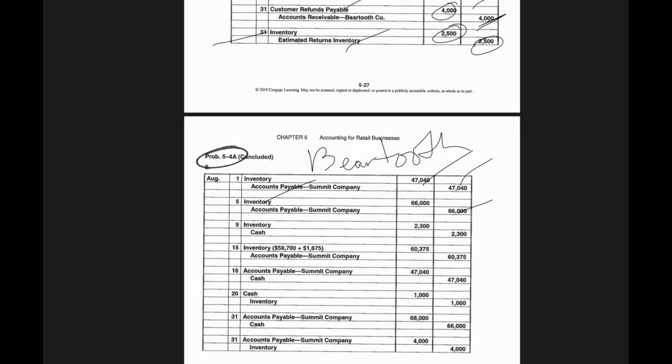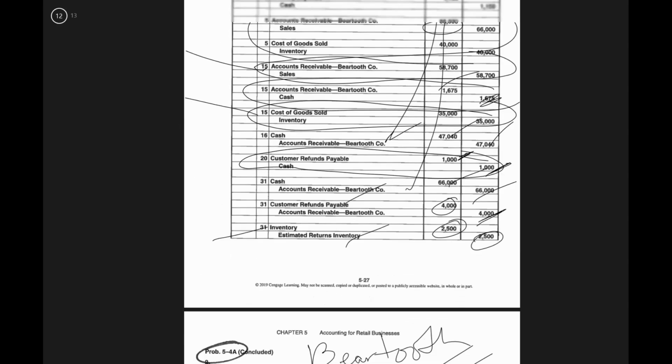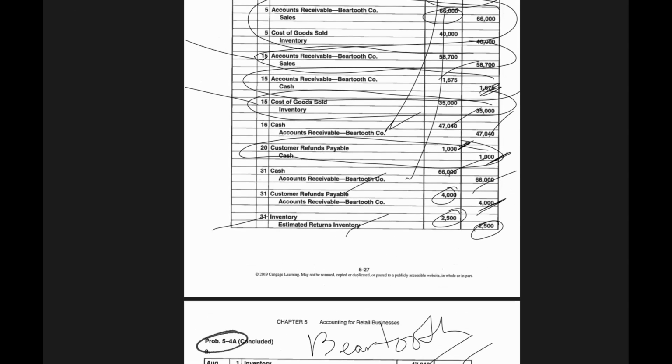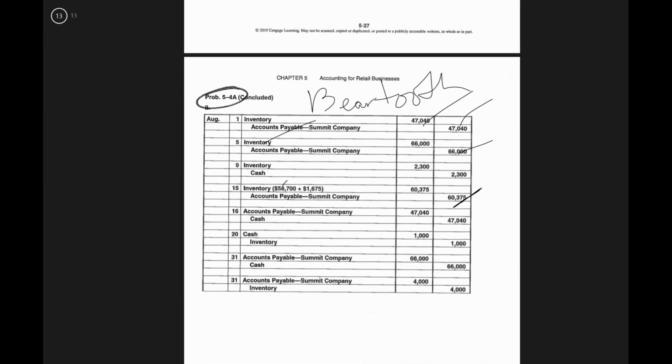On the 9th, Beartooth paid the freight. So in this case, we're going to put it all to AP. But what did we purchase? We purchased up here $58,700 of this sale, right? That was our sale. That's what Summit had for a sale, so that's what Beartooth bought, as well as this freight that was due. So all of it's going to get capitalized to inventory, and we owe all $60,000. So $60,000 inventory, and it's AP.